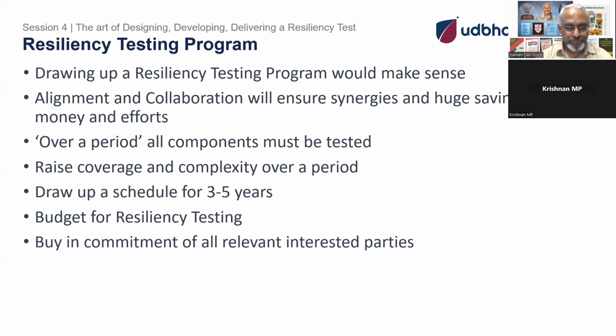My suggestion will be, look into any program plan of your organization. Go to your QMS. Maybe there is a template there. My expectation is there is a template for a program plan. Look into that. You will understand what this means. And you need to create that plan for resiliency testing also, because it's a program.